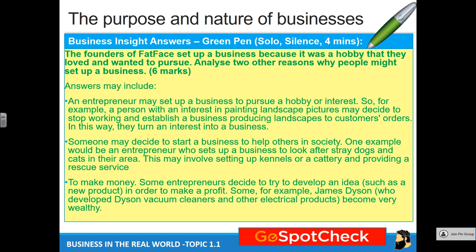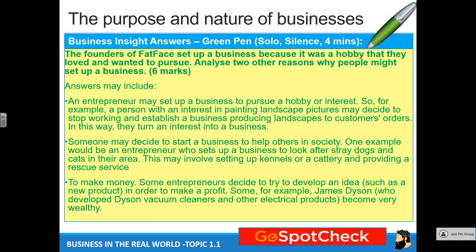Okay, so if I said analyze two of the reasons why Fatface or the owners of Fatface may have wanted to set up a business, then you would have had to bring in Fatface. But in this question, because it says two other reasons why people might set up a business, you could have talked about anyone. So these three answers would have been enough. Perfect. It's fine. So I take that back. They are decent answers there because the question itself hasn't requested you, as the person doing this paper, to bring in the context of Fatface.